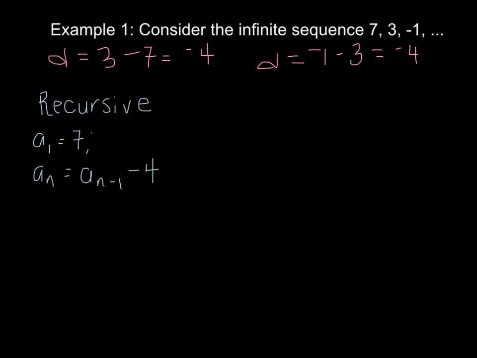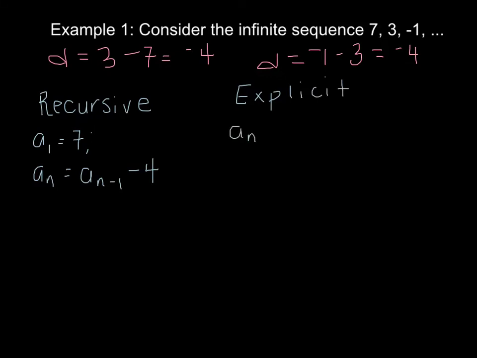The problem with this is if you were asked to find the 100th term, it would be very difficult because you would have to find all terms before it. And that's why the explicit rule is the better rule to use. For the explicit rule, you must know the first term, which we already know, and the common difference, which again, we already know. You're just going to have to do a little bit more work.